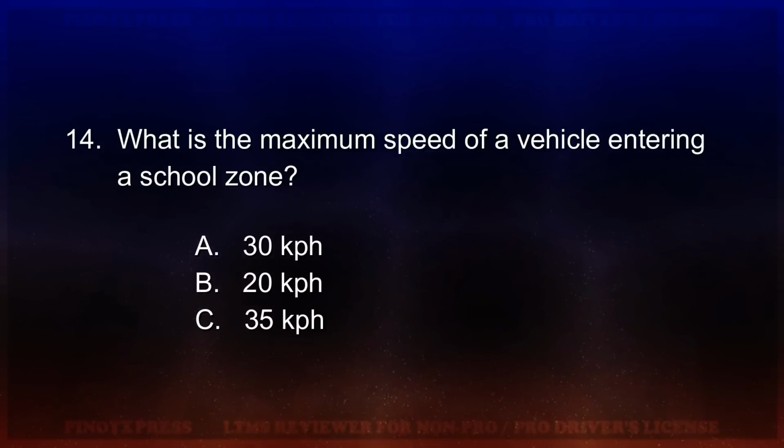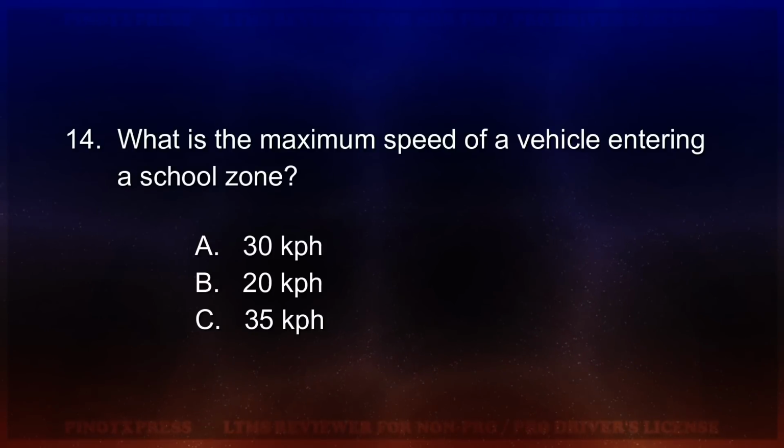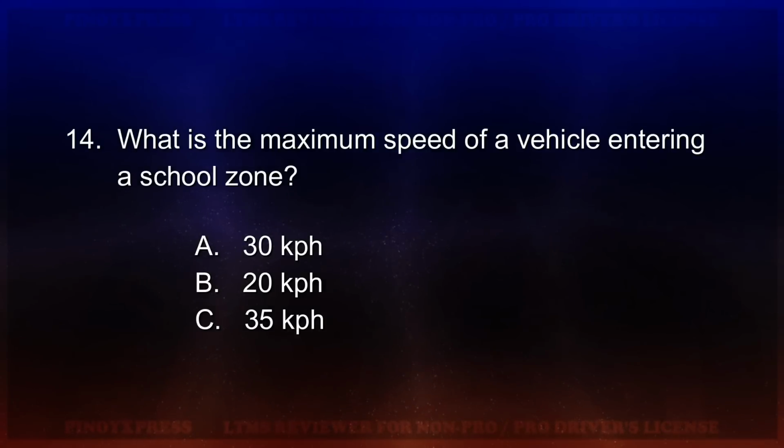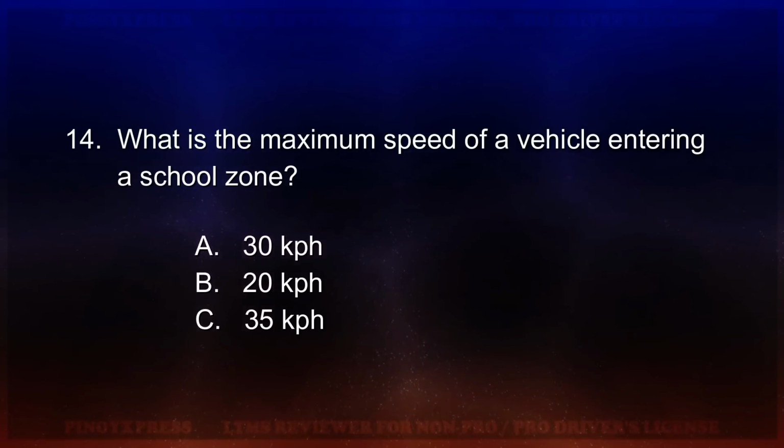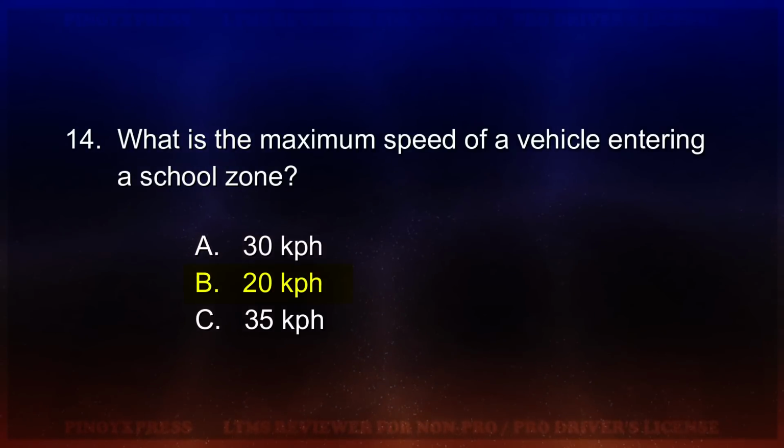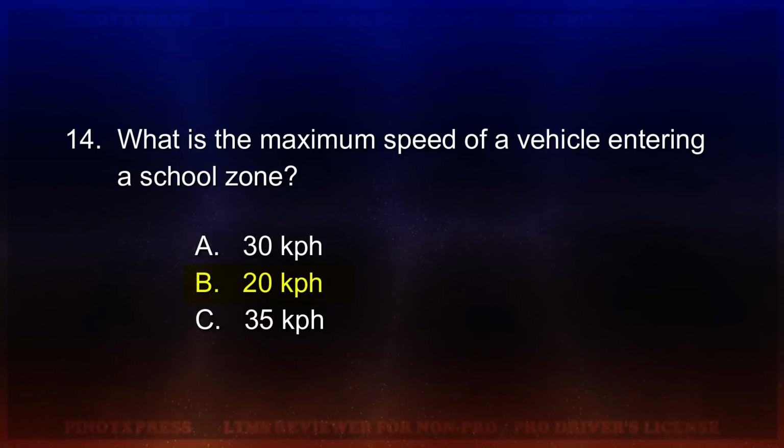What is the maximum speed of a vehicle entering a school zone? A. 30 km per hour. B. 20 km per hour. C. 35 km per hour. The correct answer is letter B.